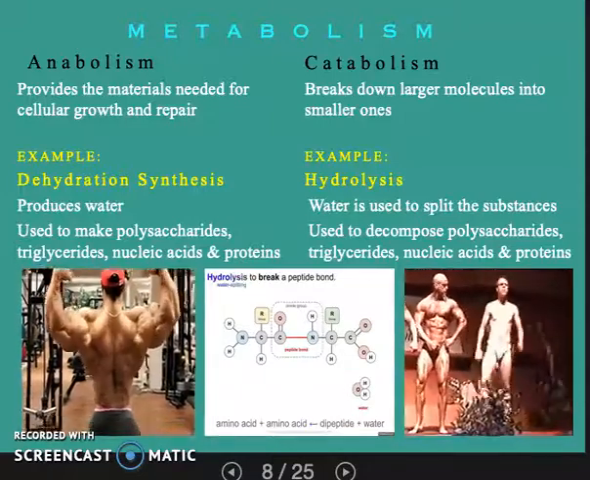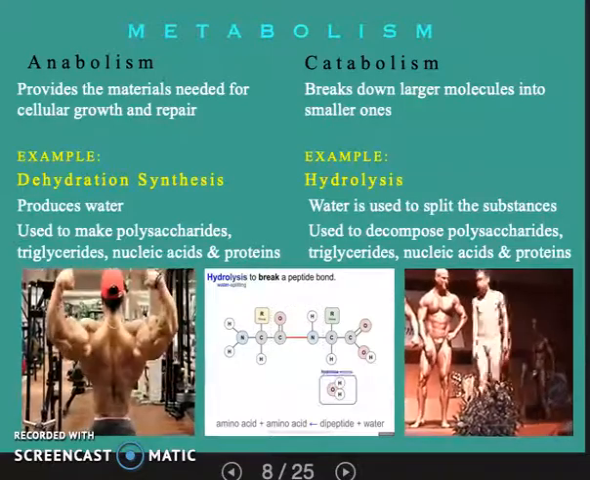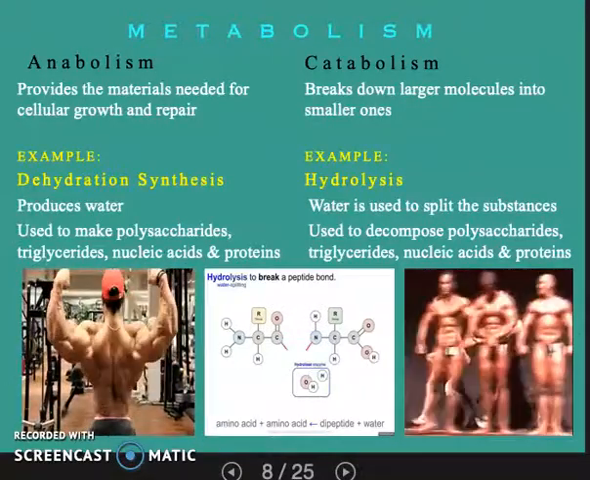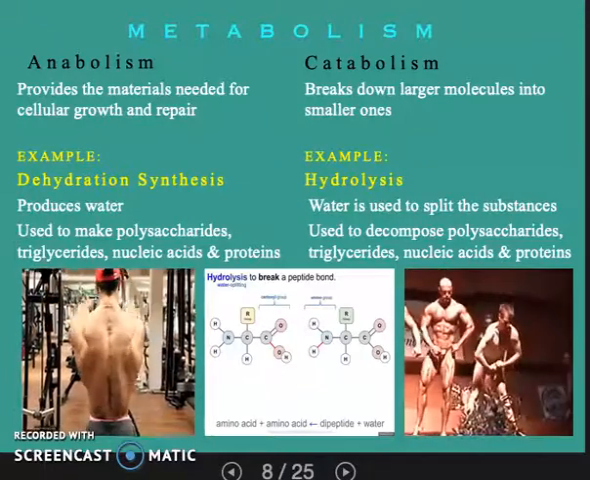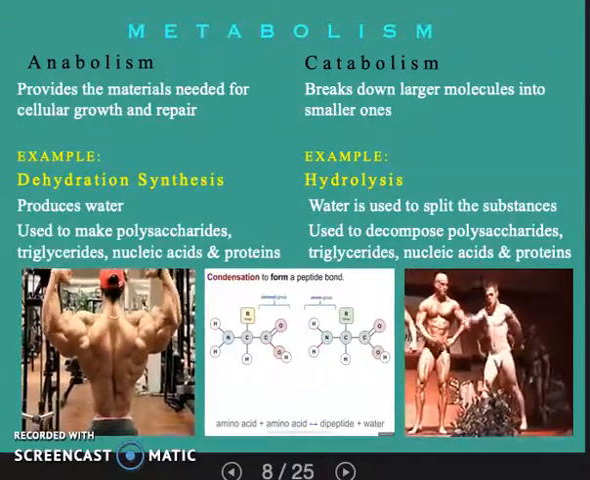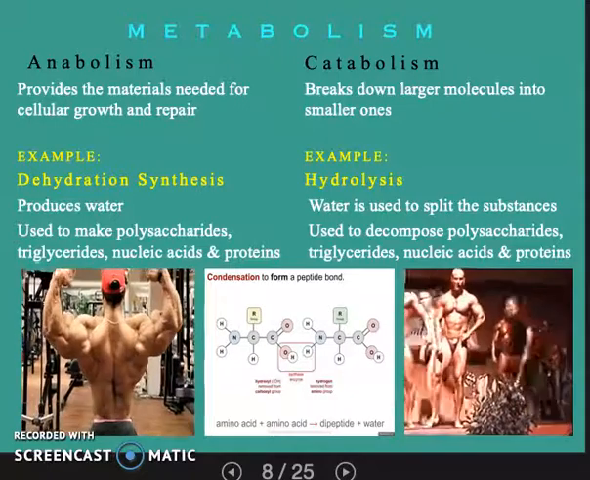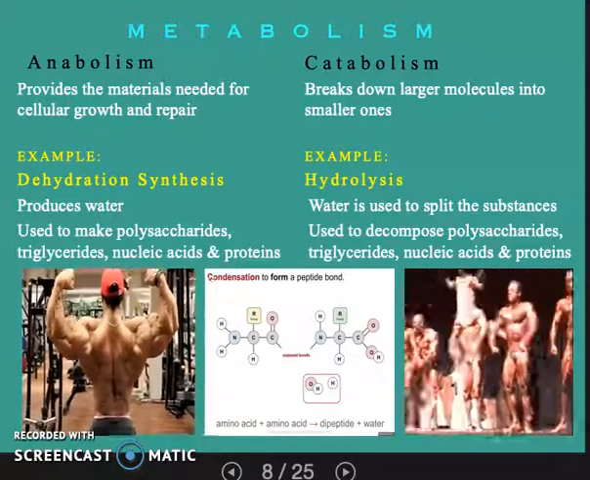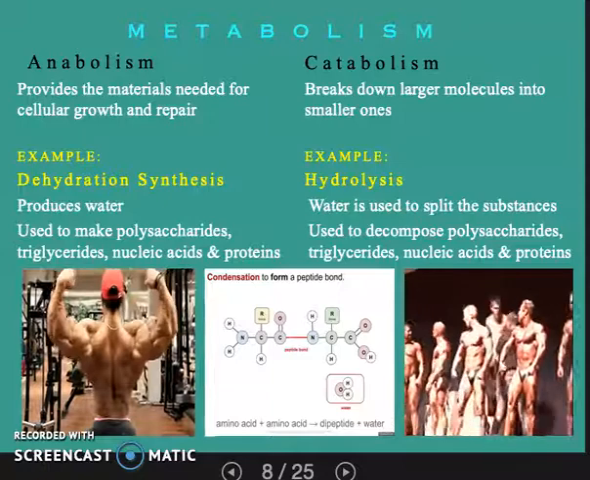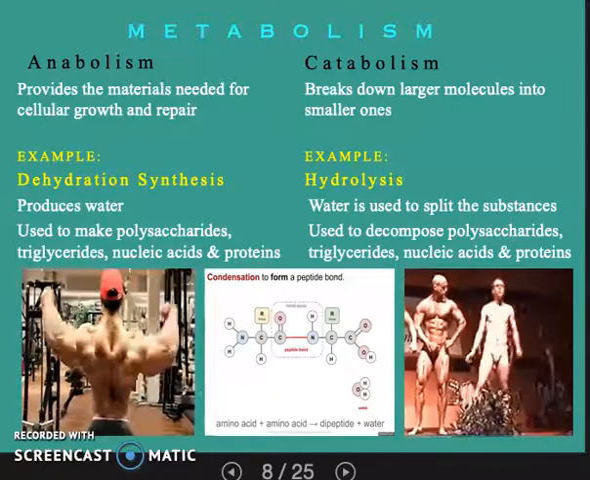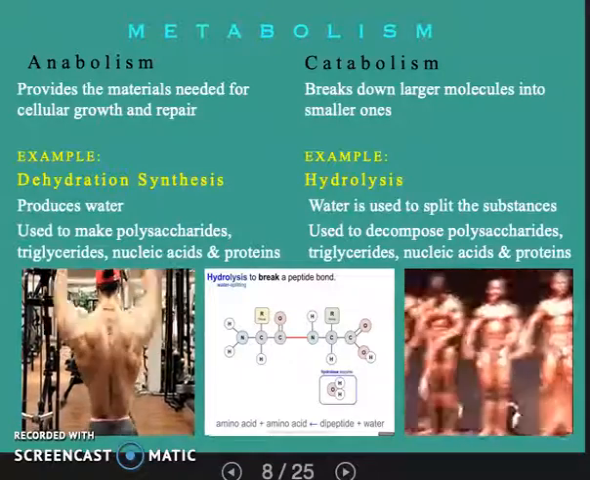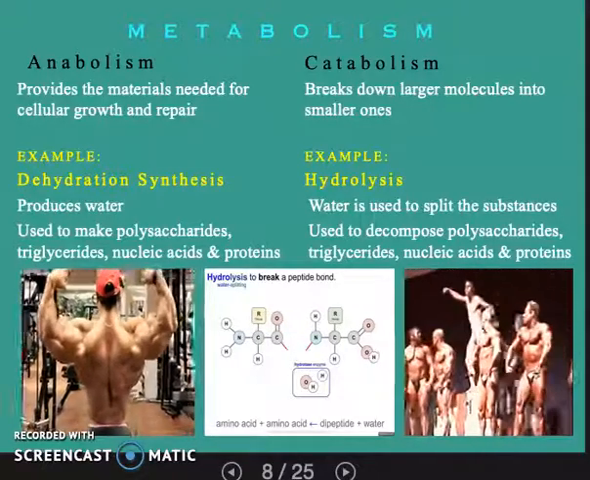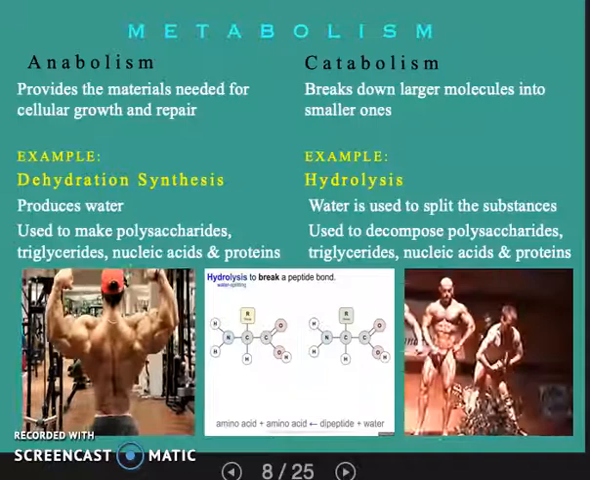And the perfect example of that are dehydration synthesis reactions. Remember, we made polymers through dehydration synthesis. Dehydration synthesis produces a water molecule. Every time we join two monomers together, we get a little water molecule. And this is, of course, how I make polysaccharides, proteins, chains of amino acids, triacylglycerides, and chains of nucleotides, or nucleic acids.